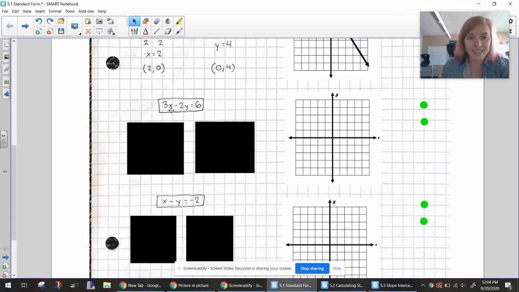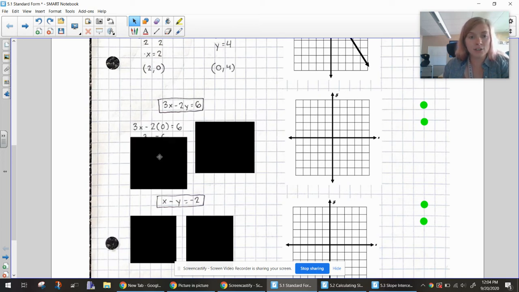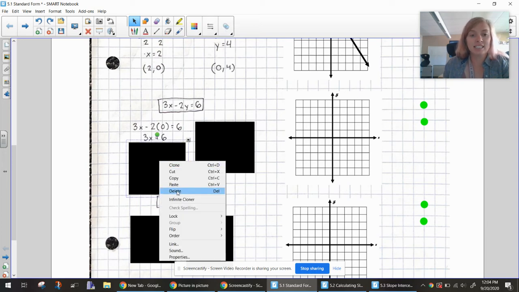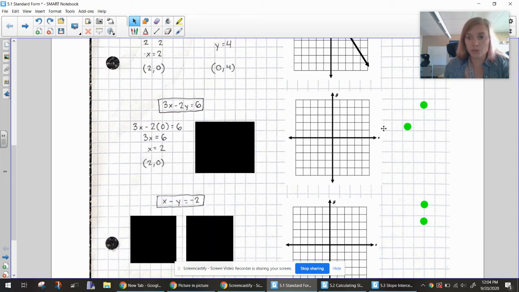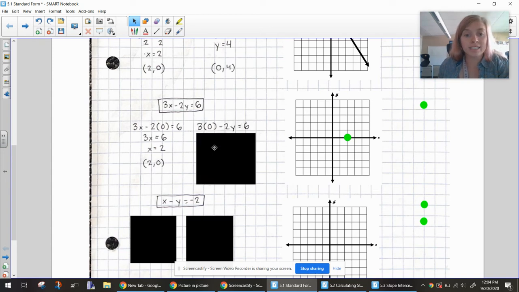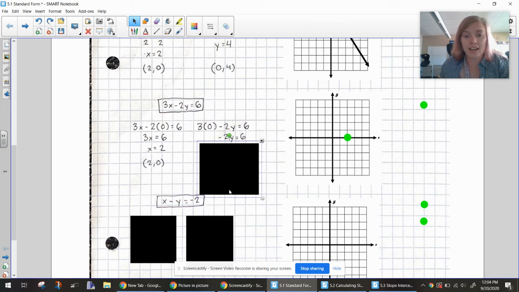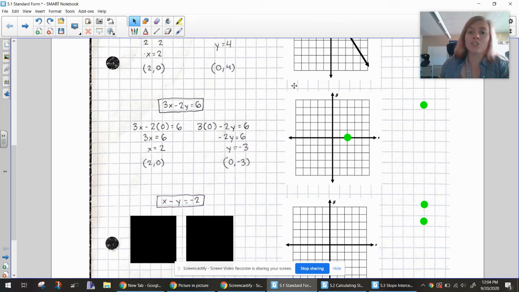In our next example, I have 3x minus 2y equals 6. I'm going to start by finding the x-intercept, which means I set y as 0. 2 times 0 is 0, so that leaves me with 3x equals 6. Divide both sides by 3, and x equals 2. To find my y-intercept, I'm going to set x as 0. So 3 times 0 minus 2y equals 6. Negative 2y equals 6. I'm going to divide both sides of my equal sign by negative 2, and I have y equals negative 3. Just like in my last example, I'm going to graph my line by connecting my dots.